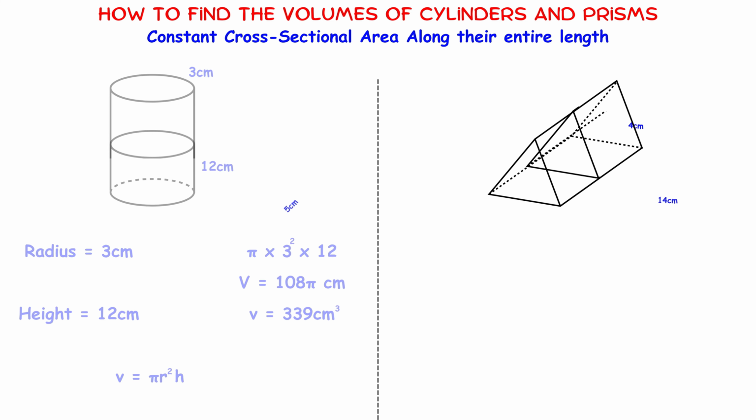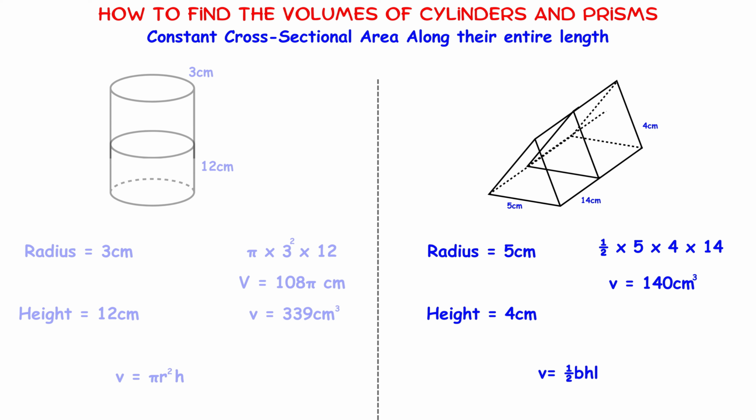Then for the triangular prism, we can see that it has a base of 5 centimeters, a vertical height of 4 centimeters, and a length of 14 centimeters. So to work out the cross-sectional area of the triangle, we'd start by doing 1/2 times the base of 5 times the height of 4, and then we'd multiply that by the length of 14 centimeters, which gives us a total volume of 140 centimeters cubed.